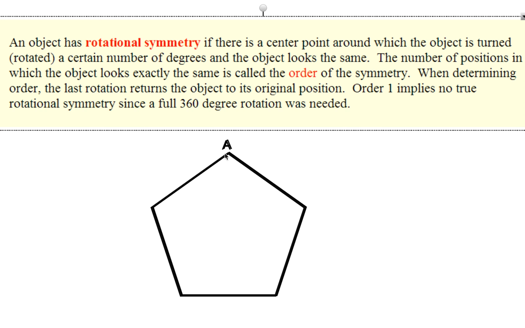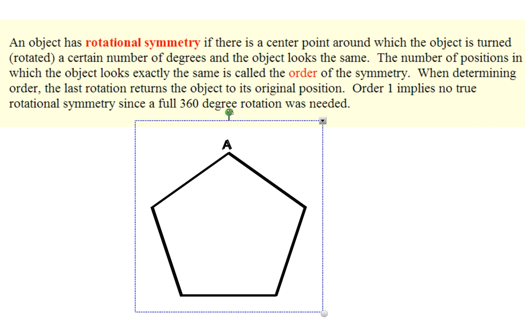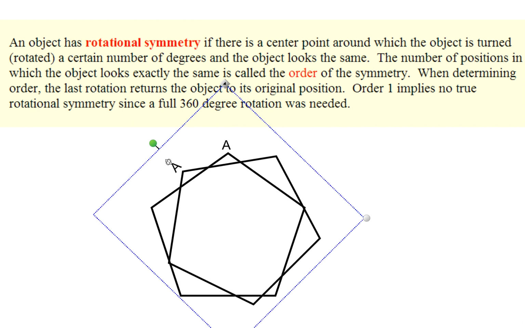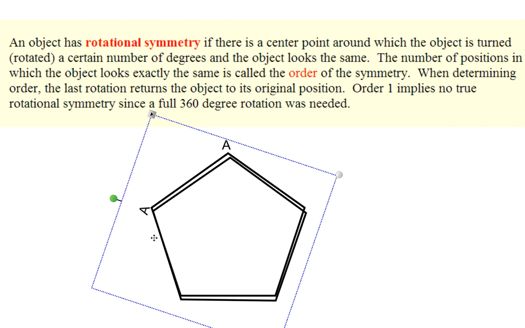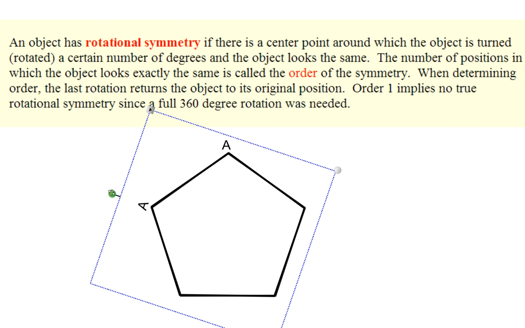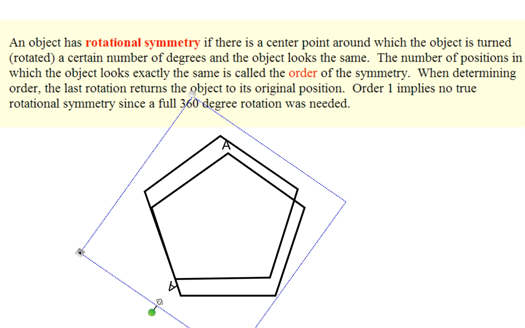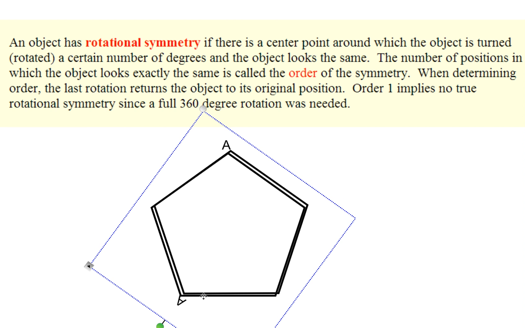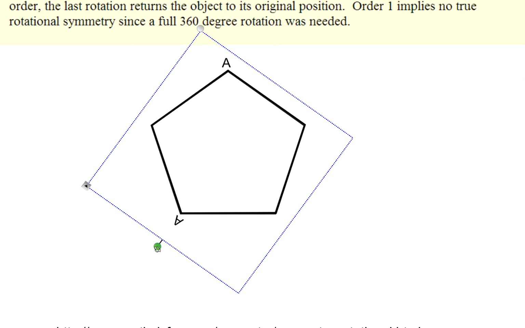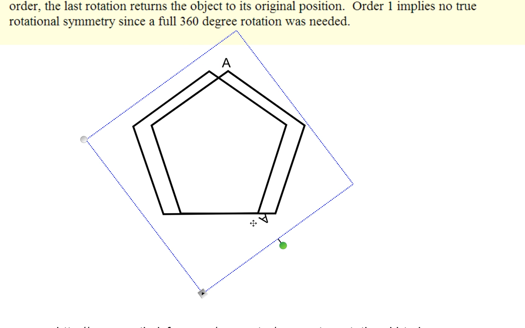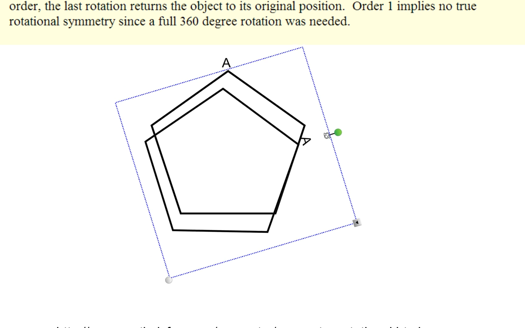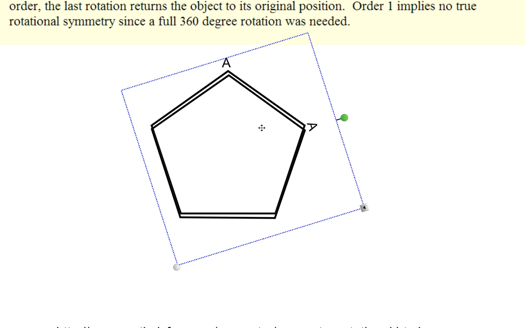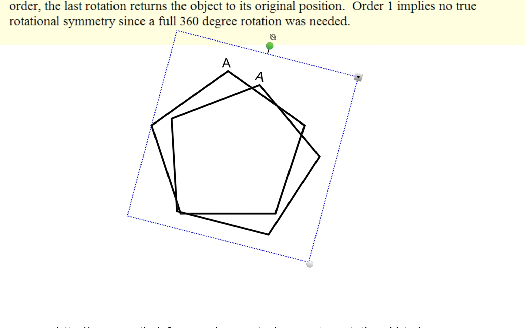In this case, I'm going to take this regular pentagon and rotate it a certain number of degrees, and it maps onto itself. I rotated it again those same number of degrees, and again my regular pentagon maps onto itself. I'm going to do it a third time, and again the object maps onto itself. A fourth time, and the object maps onto itself, and finally a fifth time.